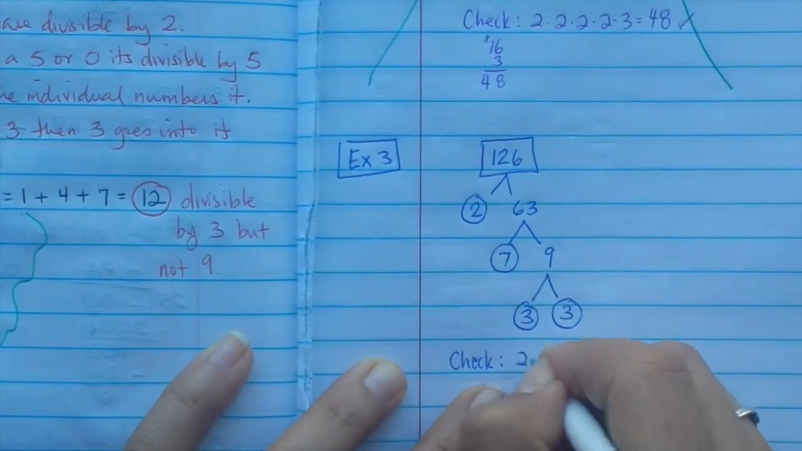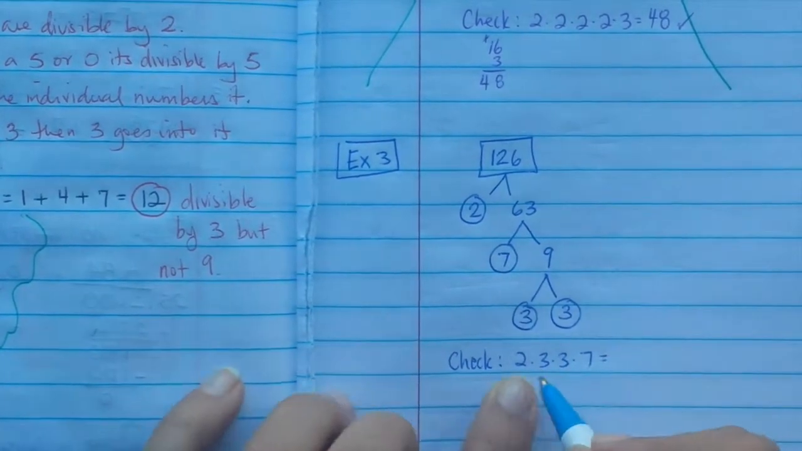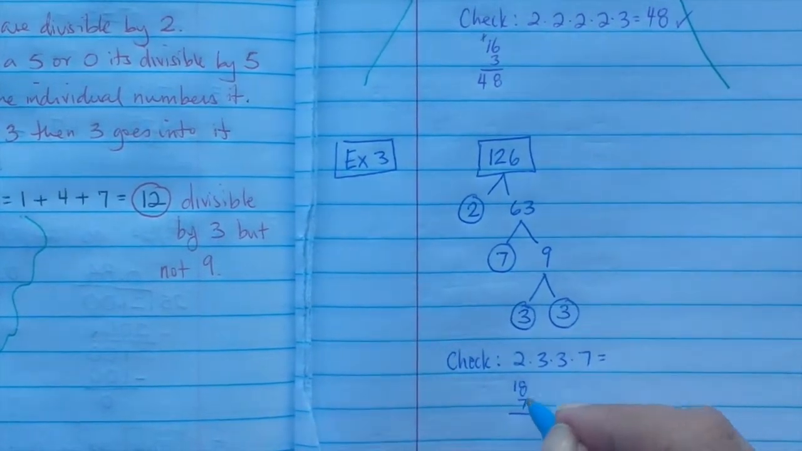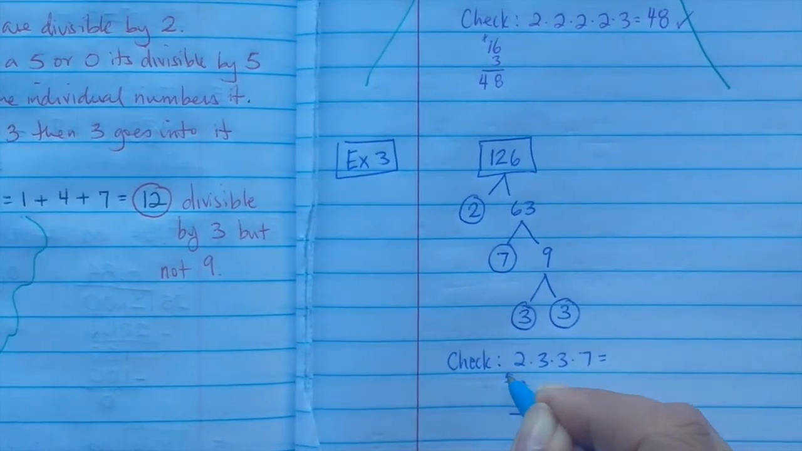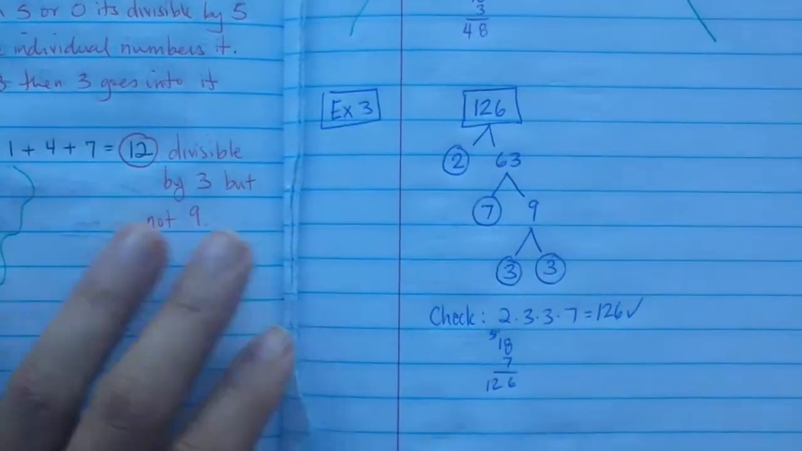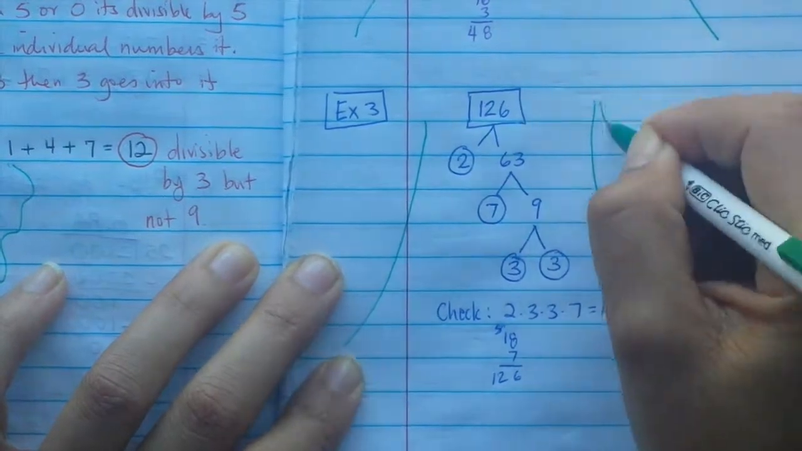So check it. Put it in order actually: 2 times 3 is 6, times 3 is 18. 18 times 7 is 126. Alright, so I'm good. So don't forget to check it. It's really important because sometimes you make a mistake.